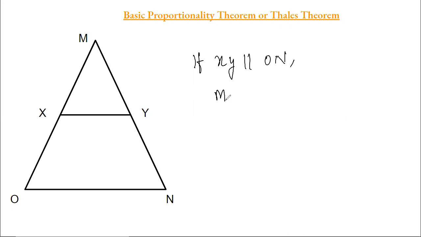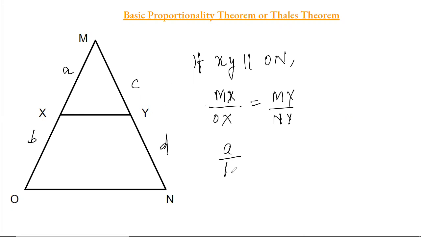There will be a very good equation that we usually write. It will be MX upon OX will be equal to MY upon NY. So for example, let's say this is A, this is B, this is C, this is D. Then it will be A upon B equals C upon D. So this is the basic proportionality theorem that we have studied so far.